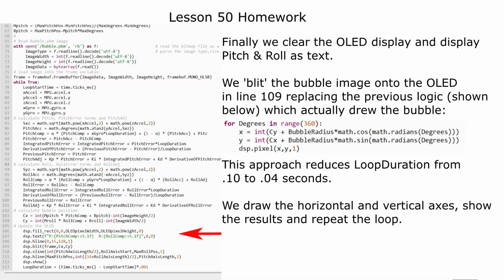Finally, we clear the OLED display and display pitch and roll as text. We blit the bubble image onto the OLED in line 109, replacing the previous logic shown below, which actually drew the bubble. This approach reduces loop duration from the range of 0.1 seconds to 0.04 seconds. We draw the horizontal and vertical axes, show the results, and repeat the loop. And here's how it looks.